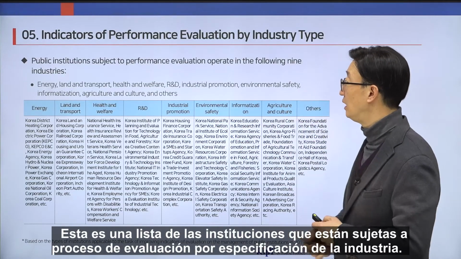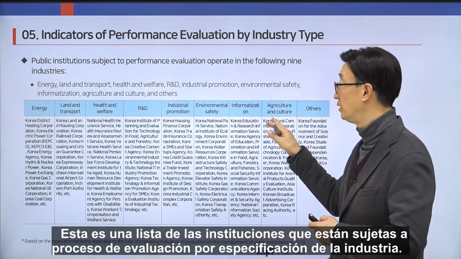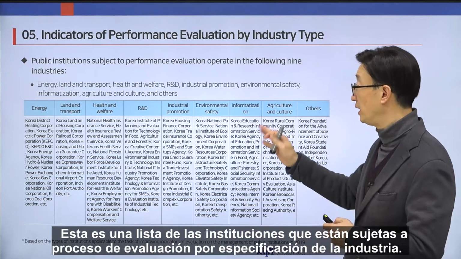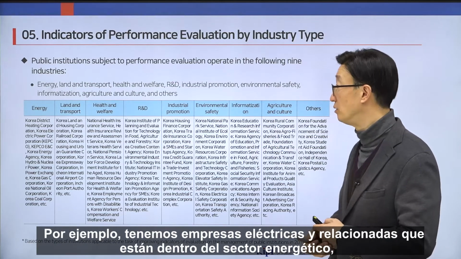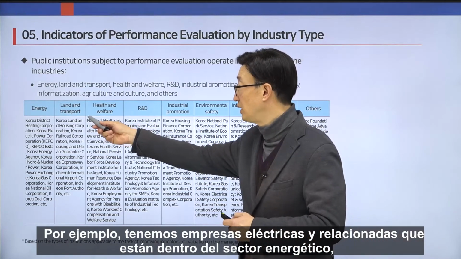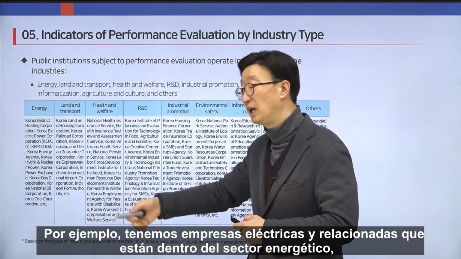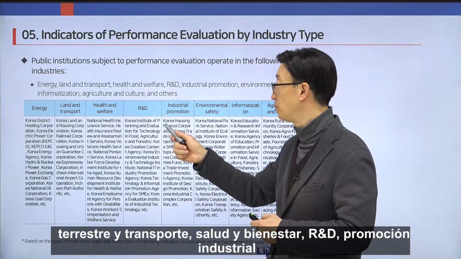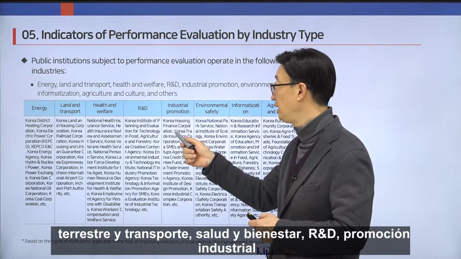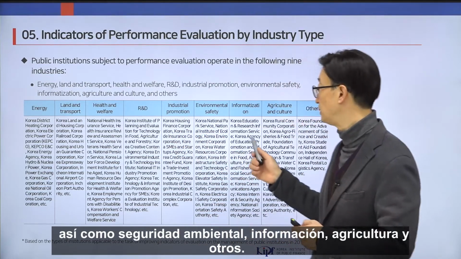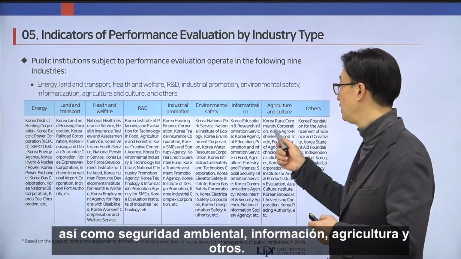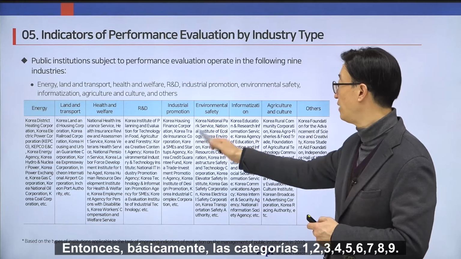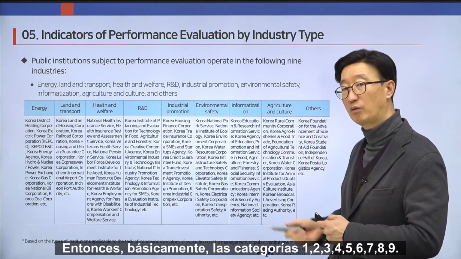And this is a list of those institutions that are subject to evaluation process by industry specification. For instance, we have those electricity and related companies that are within the energy sector, land and transport, health and welfare, R&D, industrial promotion, as well as environmental safety, information, agriculture, and others. So basically 1, 2, 3, 4, 5, 6, 7, 8, 9 categories.